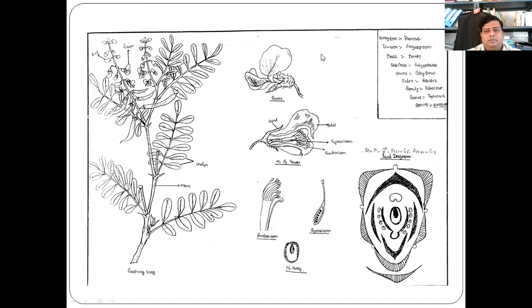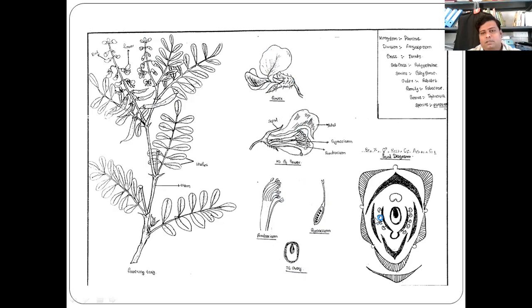This is the plant of Tephrosia, Tephrosia purpurea. The leaves are compound. These are the pods. These are the flowers in inflorescence. This is a single flower. This is the keel. This is the standard petal. These are the petals and sepals. This is the androecium. One is free, the other nine are fused. This is the gynoecium showing marginal placentation.